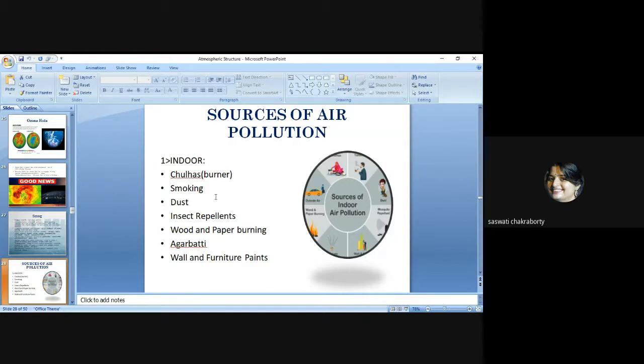And wall and furniture paints. These paints actually contain petroleum products, mostly toluene, which is not good for our health, not for the kids, not for us, not for the elderly. So wall and furniture paints are another source of indoor air pollution.